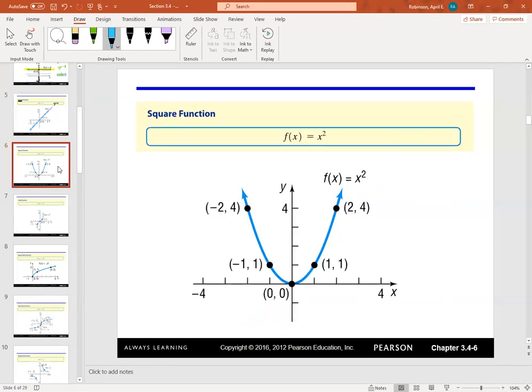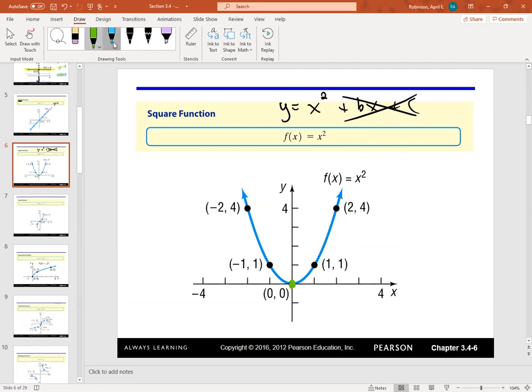All right. Now, they call this one the square function. Yes, it is a quadratic function, but it is a specific one. It only has the x squared. It's only in y equals, it only has the x squared. There is no bx plus c. That part's missing. And because of that, the bottom of the parabola sits right on the origin.